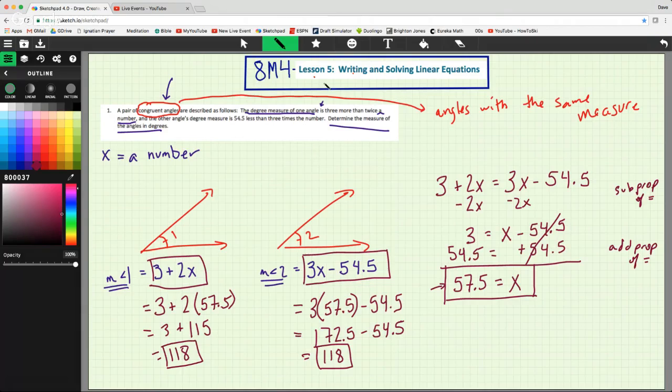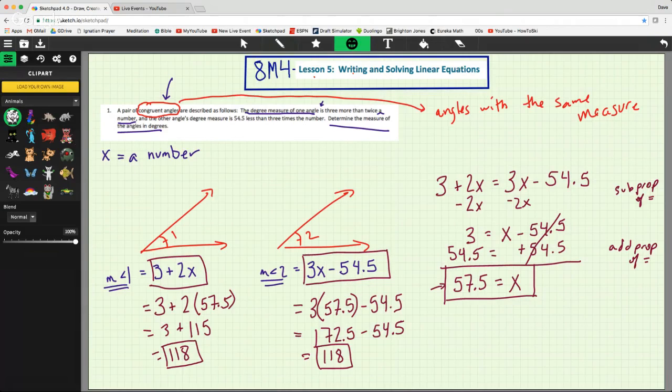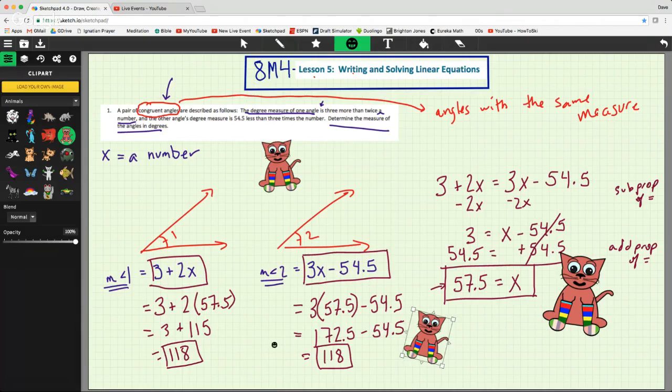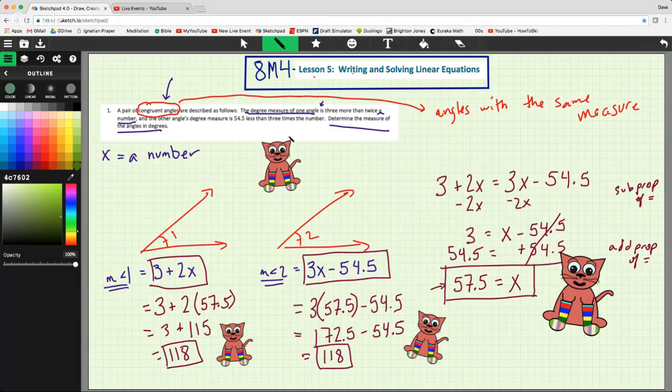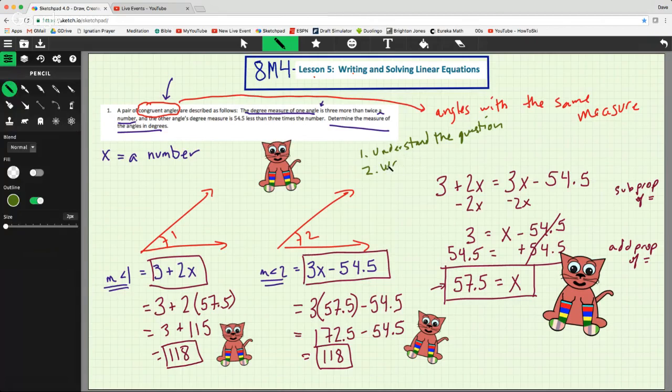That was a lot. Now, this was quite a lot going on in this equation. So let's put some happy cats everywhere where we did some good work. What did we have to do here? Let's recount what we had to do. We had to understand the question. We had to draw a picture. We really had to draw a picture. We had to draw our two angles. We had to set up equations.